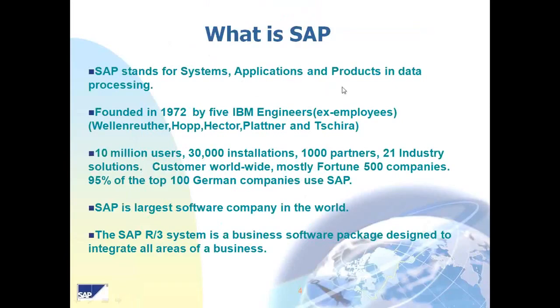So SAP stands for System Application and Products in Data Processing. The systems stands for the hardware requirement. Applications are programs, and products are selected, which programs and which system is selected by the management for their business process during the data processing.